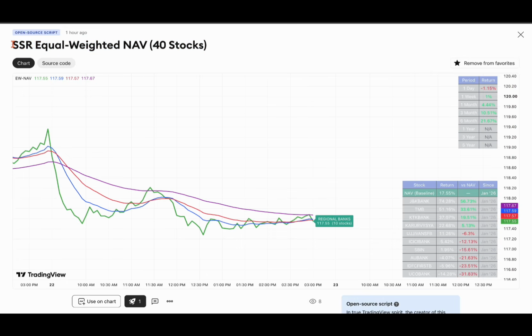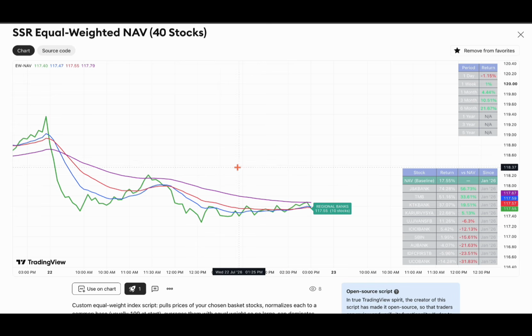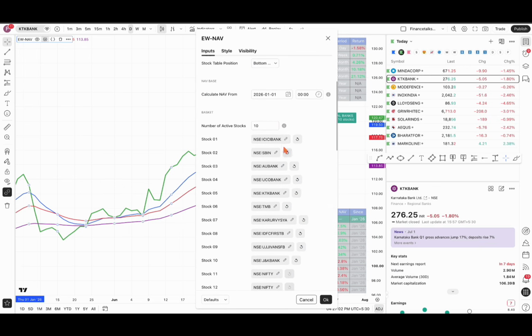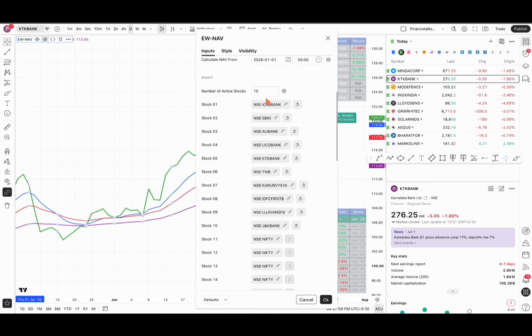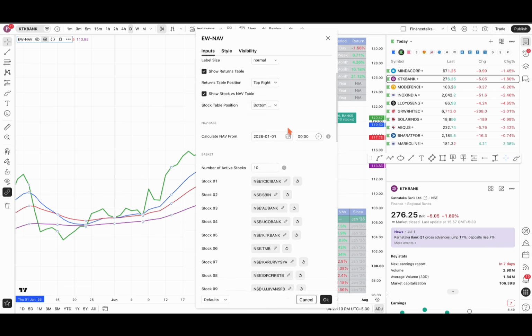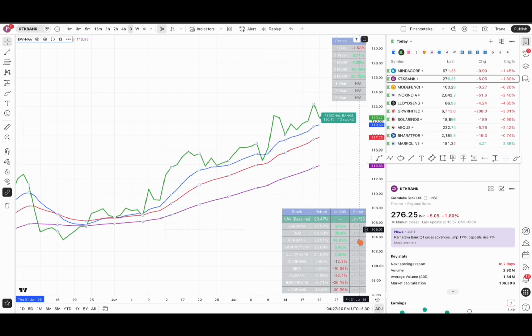So this is the SSR Equal Weighted NAV that is made by me, and this is an open source script indicator. In this indicator you can click and select stocks, and it is basically an equi-weighted indicator. If you add 10, you type 10 over here, make sure this is Nifty, and then the top 10 stocks will be listed with equal weight.